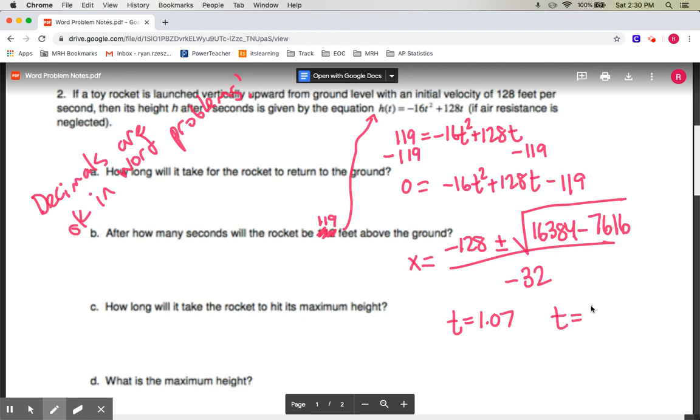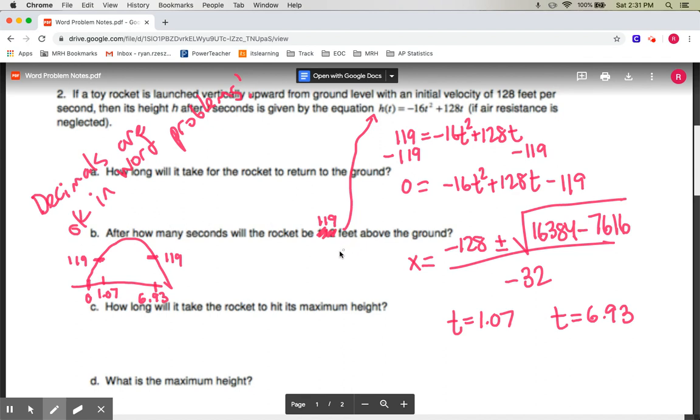When you do a quadratic word problem, sometimes one answer makes sense, sometimes they both make sense, sometimes neither makes sense. You just have to think about the problem. Both of these answers actually make sense. Okay? Think about the rocket here. Here's my ground. The rocket takes off at 0 seconds. It's going to go up into the air and come back down. But it's going to get to 119 on the way up at like 1.07 seconds. It's going to keep on going up through the air, and it's going to get back to 119 again at 6.93 seconds. So sometimes both answers do make sense.